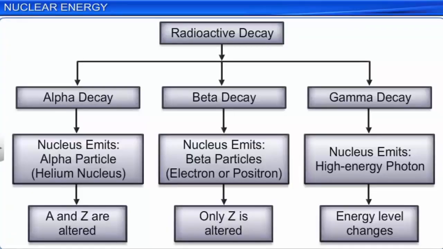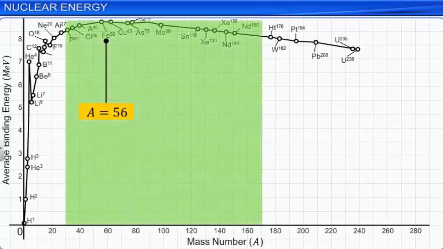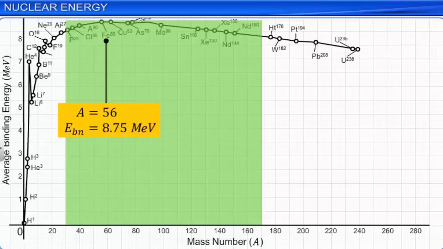Previously, you have learnt about alpha, beta, and gamma emissions. From the curve showing the variation in average binding energy versus the mass number A, we have seen that elements with A ranging from 30 to 170, like iron, cobalt, etc., have relatively high binding energy per nucleon, EBN, of nearly 8 MeV.